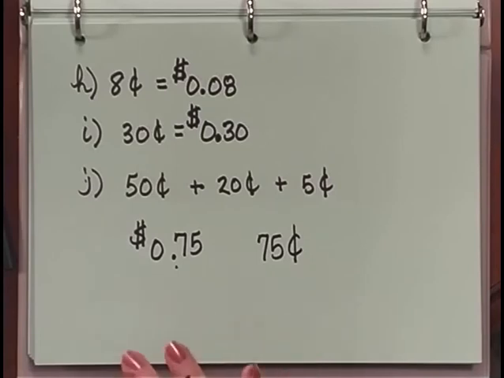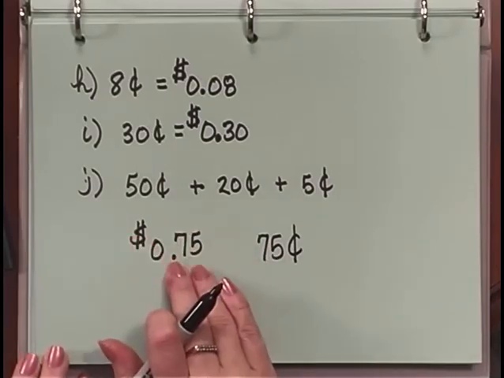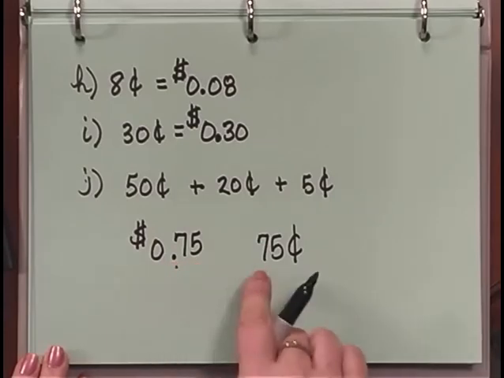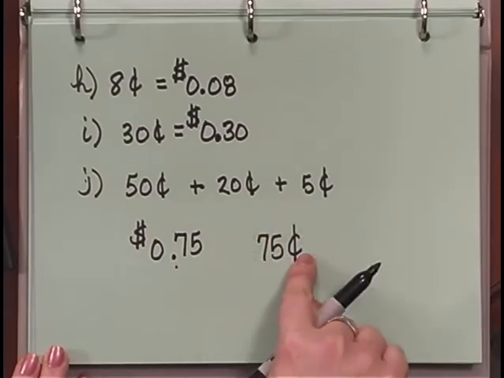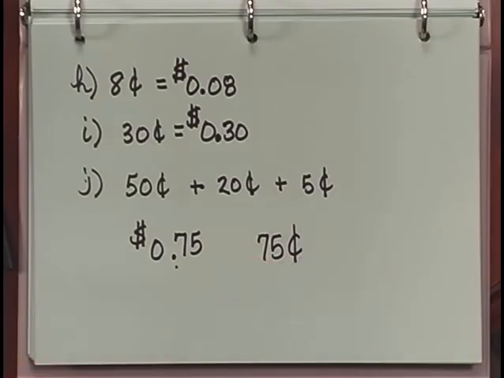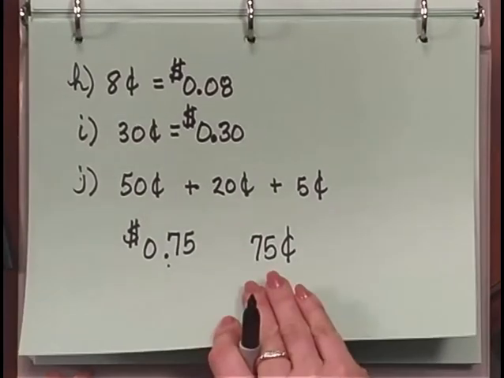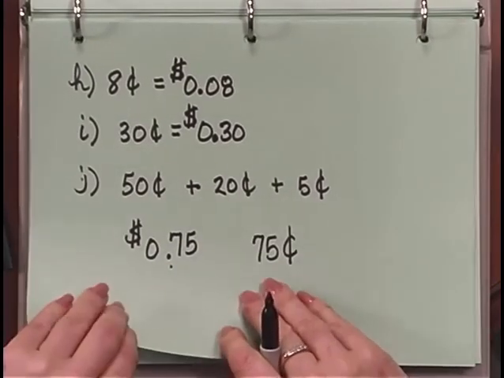Now, I want you to notice something. When I write this with a dollar sign, I use a dollar sign, but I also use a decimal point. But remember that if you're writing with a cent sign, you do not use a decimal point. So if you put a decimal point into your answer, you might want to rewrite that one. Okay?